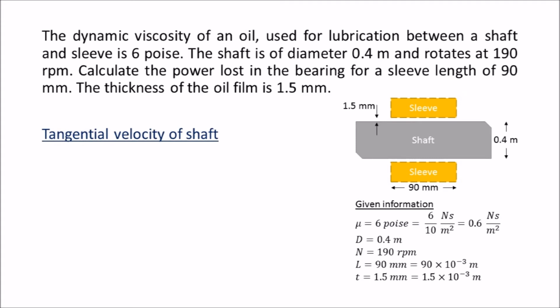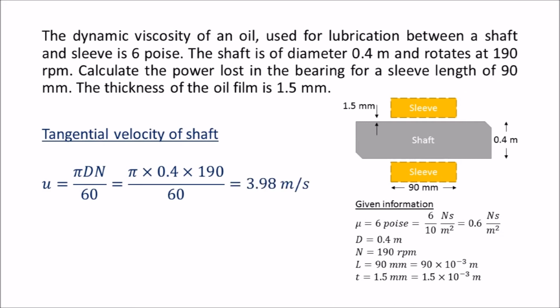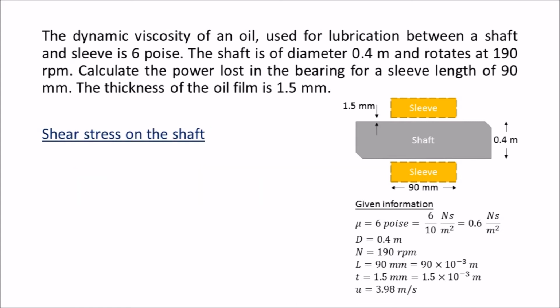The first step in calculating our lost power is going to be calculating the tangential velocity of the shaft. This is equal to the circumference of the shaft times the rotational speed divided by a factor of 60 to convert the minutes in RPM to seconds. So we substitute in our known values, and the result is a tangential velocity of 3.98 meters per second. We'll add that value to our given information on the right and move on to calculating shear stress on the shaft.